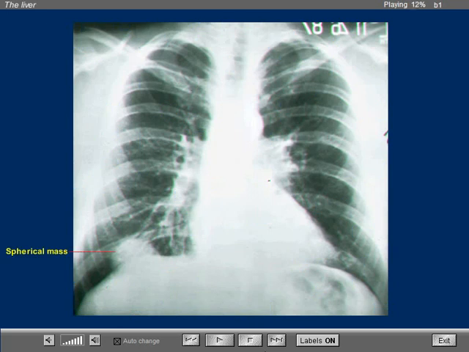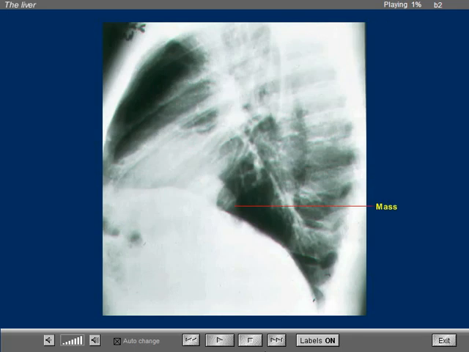This is another case that was shown to me in a CPC some years ago. The frontal view of the chest shows a spherical mass adjacent to the right dome of the diaphragm. Note in the lateral view the projection of this mass above the diaphragm.